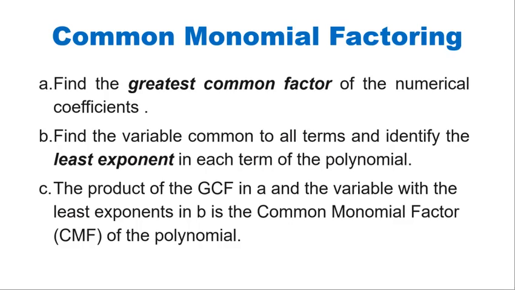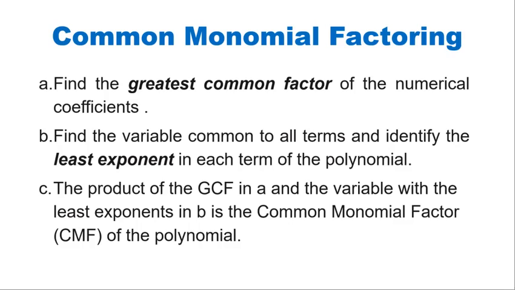So for the second step, we will look for the variable, okay, na kung saan makikita sa lahat ng given na terms. And then, we will identify sa lahat ng terms na yun kung ano yung pinakamaliit na exponent sa specific na variable na pinili natin or na common doon sa lahat. Now, the third step is we will get the product of the GCF of the numerical coefficients and the variables with the least exponents in the second step. So, in getting the product, we will have now the common monomial factor of the polynomial.